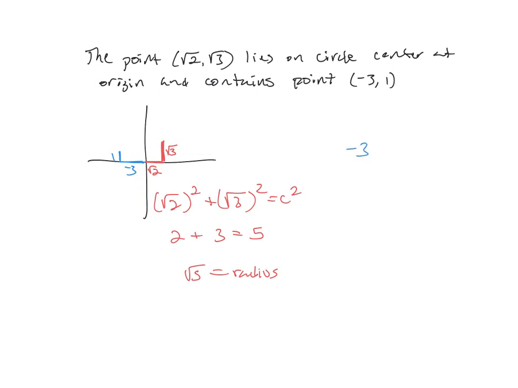So -3 squared plus 1 squared, 9 plus 1 is 10. And so the radius of this one would be the square root of 10. So this one, I think, doesn't work.